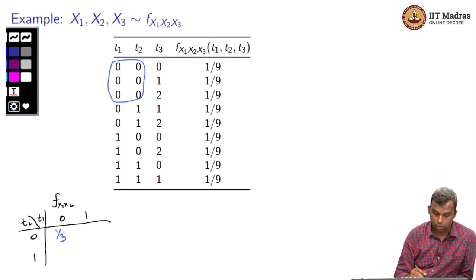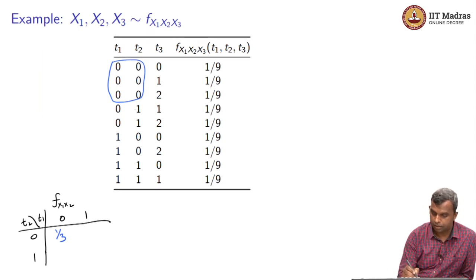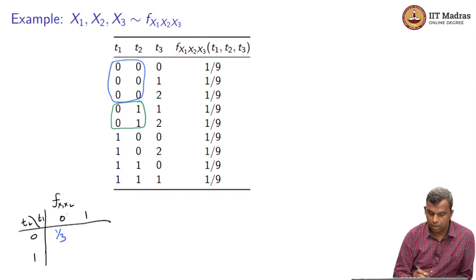If I look at 0, 1, that would be x1 equals 0 and this position, and that is 0, 1, isn't it? So you fix t1 to 0, t2 to 1, and then sum over all possible values for t3. There's only 1 and 2. Okay, it's 1 by 9 plus 1 by 9. I'll get 2 by 9.